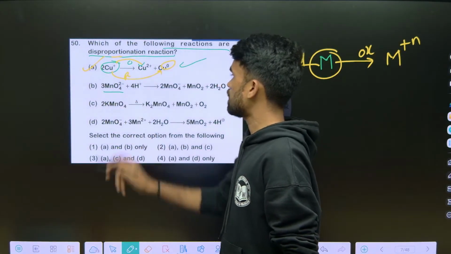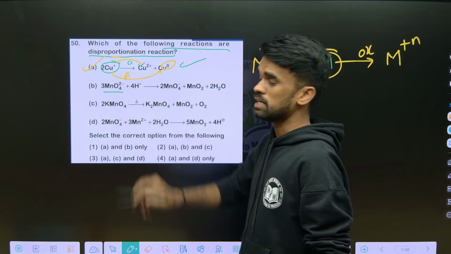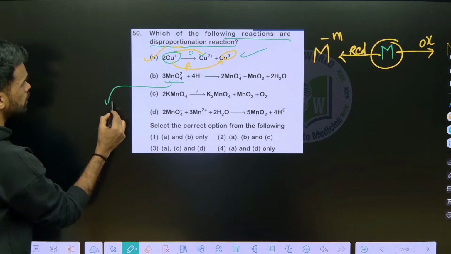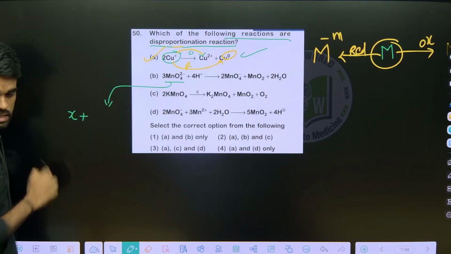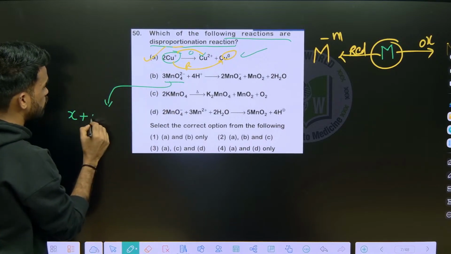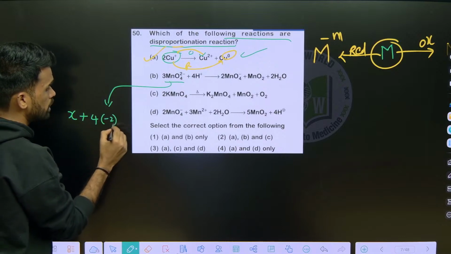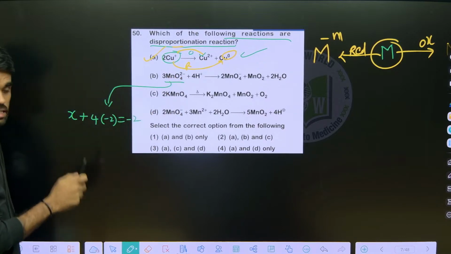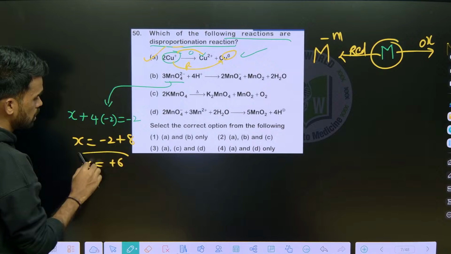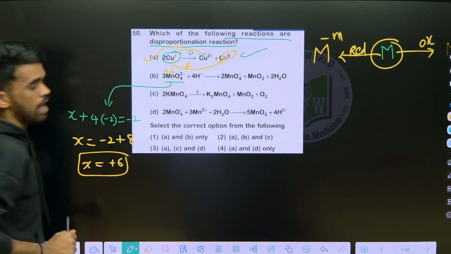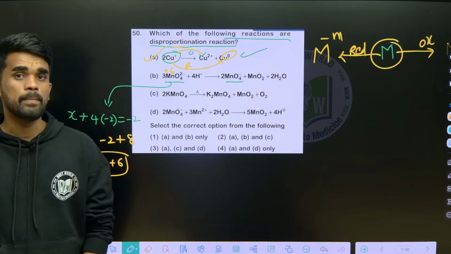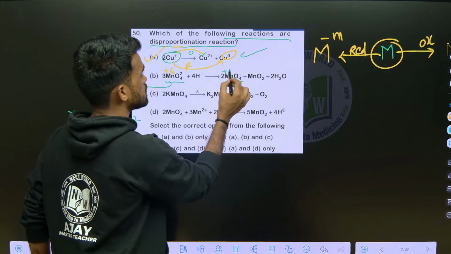Similarly, here you can calculate for MnO4 2-. How can we calculate the oxidation state for that? Look here. For manganese, you can say X. How many oxygen atoms are there? 4, each is -2, and the overall charge is -2. So X will be -2 plus 8, X will be +6. This is how we need to calculate the oxidation state. This +6 is converting into MnO4 minus, the permanganate ion, where the oxidation state is +7.